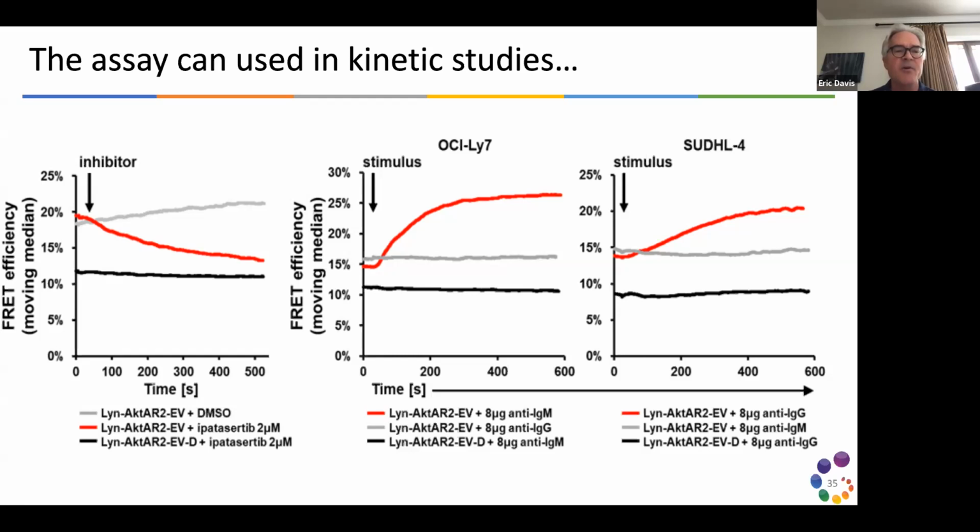If we add an inhibitor of AKT, you can see that within minutes, the activity of AKT as reflected by this FRET reporter declines nearly to 0. If we add a stimulus, in this case a BCR cross-linking antibody, you can see that within minutes, you get a very strong response and increase in AKT activity.